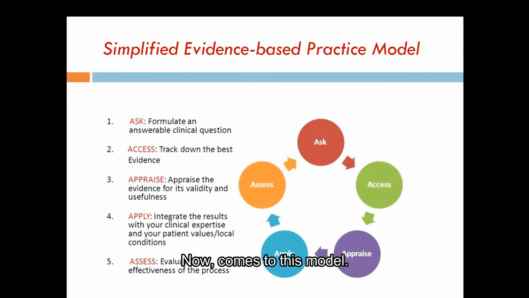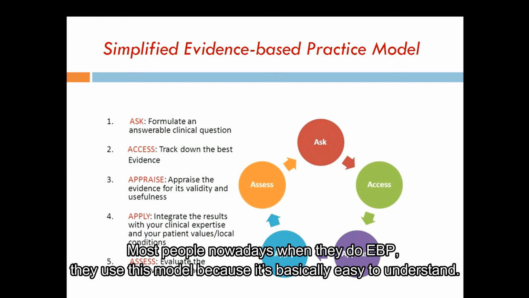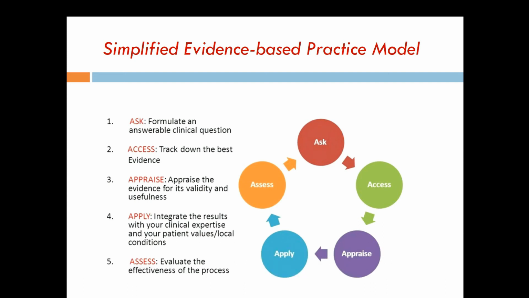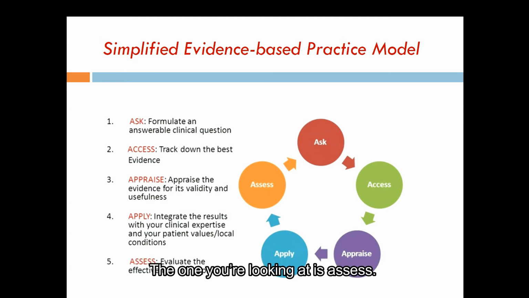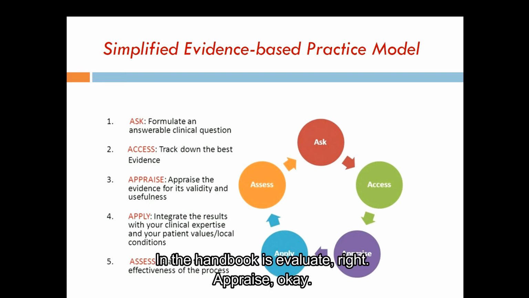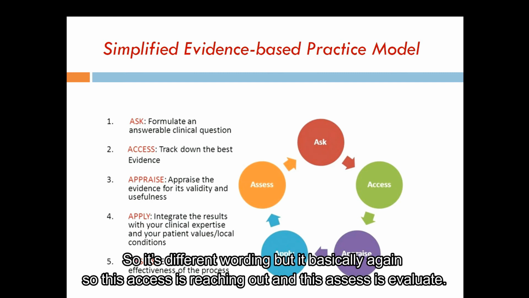Now comes to this model. Most people nowadays, when they do EBP, use this model because it's easy to understand, okay? So they start with ask, acquire, appraise, apply. The one that I'm looking at is assess. In the handbook is what? Evaluate, right? Appraise, okay? So a different wording, but it is basically the same, okay? So this acquire is the reaching out. This one, appraise, is evaluate, okay?